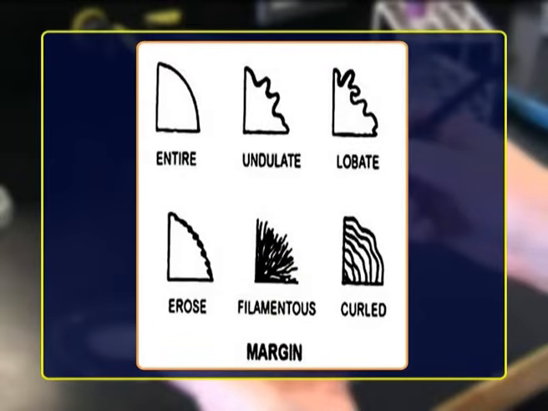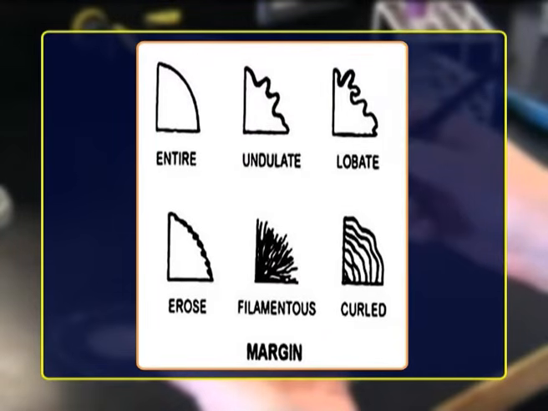Margin, a cultural characteristic in nutrient agar plates, is the appearance of the outer edge of the colony, described as entire, lobate, undulate, serrate, and filamentous. Entire or smooth, a type of margin in nutrient agar plates, which is sharply defined, even at the margins. Undulate, a type of margin in nutrient agar plates with wavy indentations.